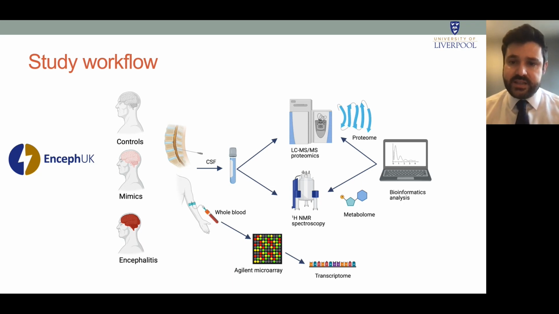Firstly, we analysed the CSF proteome using liquid chromatography mass spectrometry. And then in parallel, we analysed the metabolome using NMR spectroscopy. And from the same patients, we also analysed gene expression in whole blood using microarray, although I won't have time to discuss all those results in this talk.